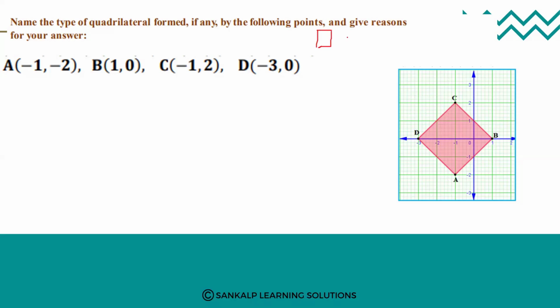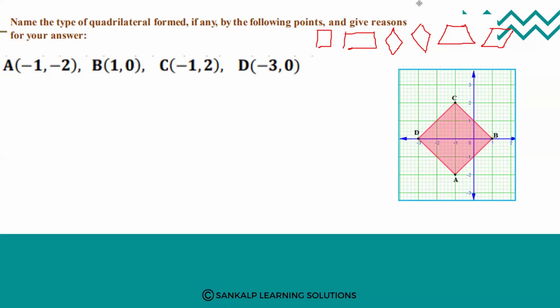One is square, next one is rectangle, and next is rhombus, then kite, next is trapezium. All these are the types of quadrilaterals, and one more is there, that is parallelogram. These all are the types of quadrilateral. So the coordinates given here, which quadrilateral do they form, whether it is a square, a rectangle or a rhombus, that we need to check.